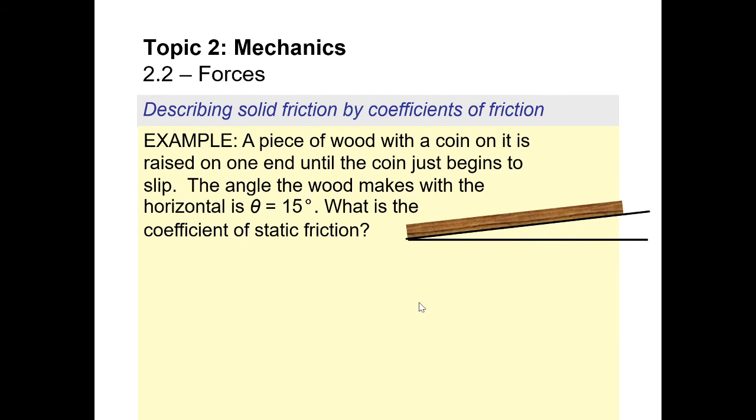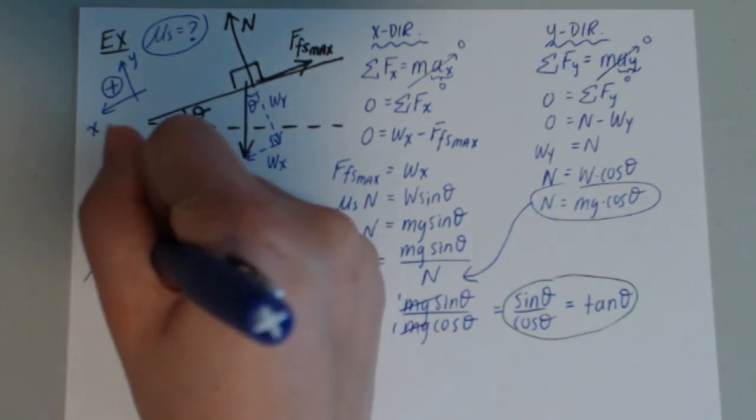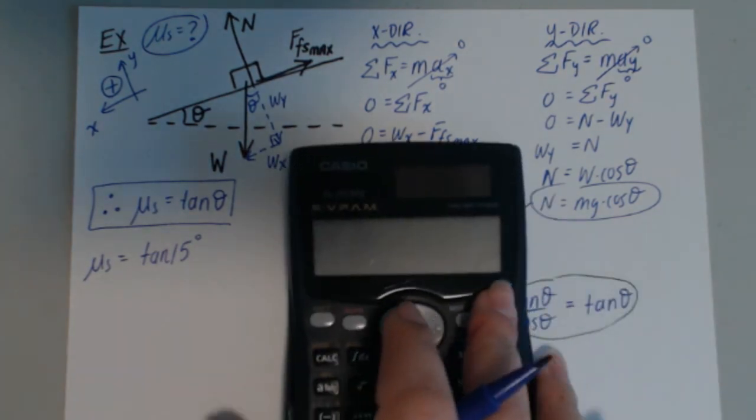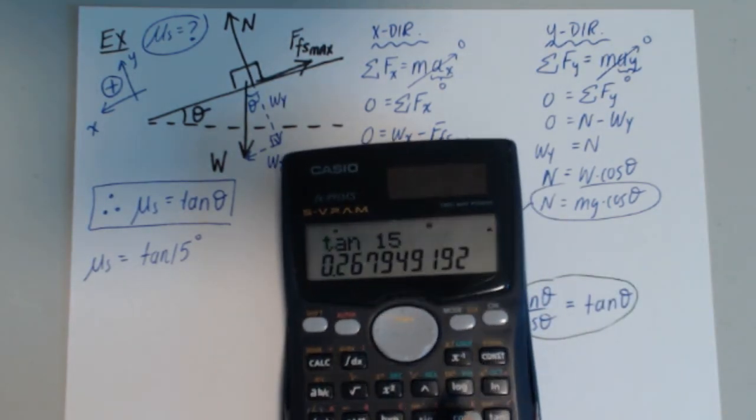Okay, so the angle the wood makes with the horizontal is 15 degrees. What is the coefficient of static friction? So therefore the coefficient of static friction is tangent of 15 degrees. And that's it.